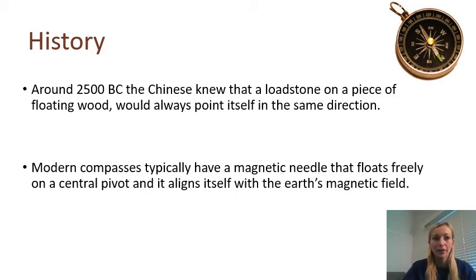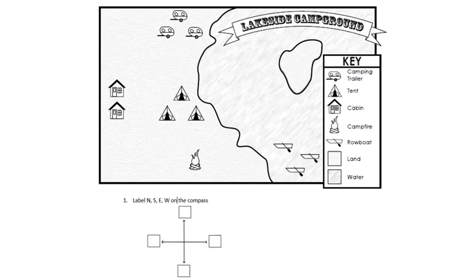Today's task is pretty straightforward. It's just two quick pages. The first one's around this map here. You can use the key to help you answer the questions. You're just filling in the compass, so never eat soggy Weet-Bix. And then there's a few questions about the direction of the various things on this map.